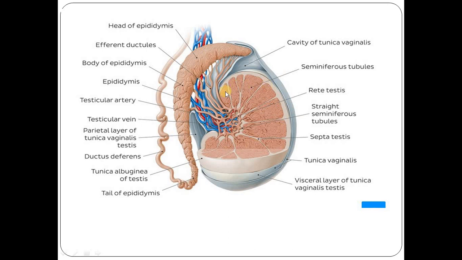So each lobule will show further other things. That means there will be other structures present. So each lobule, if you look at it, contains seminiferous tubules and your interstitial cells, which we will be discussing. So look at this.